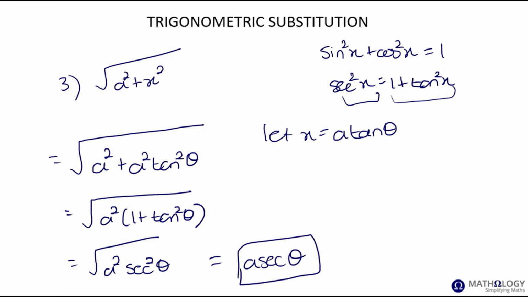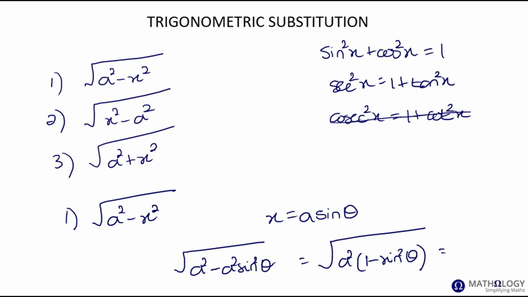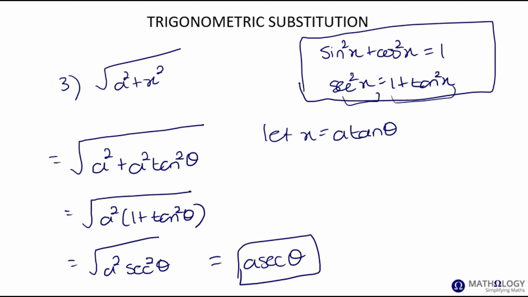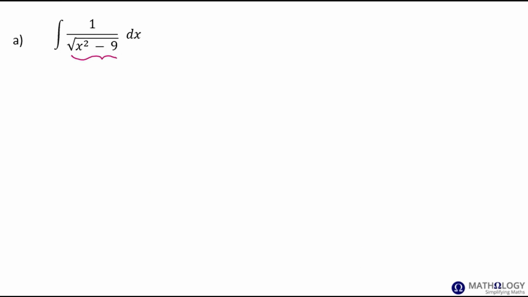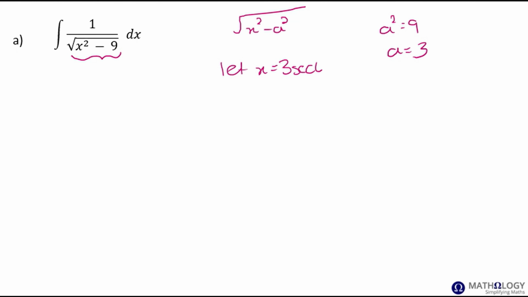So you just need to identify. You don't need to remember any of these, provided you know these square identities very, very well. You can always figure out which square identity to use, what substitution to use. You don't have to sit and remember all the possible scenarios. Okay, this expression in the denominator is of the form root x squared minus a squared. So a squared is 9, which means that a equals 3. So we are going to let x equal 3 sec theta.